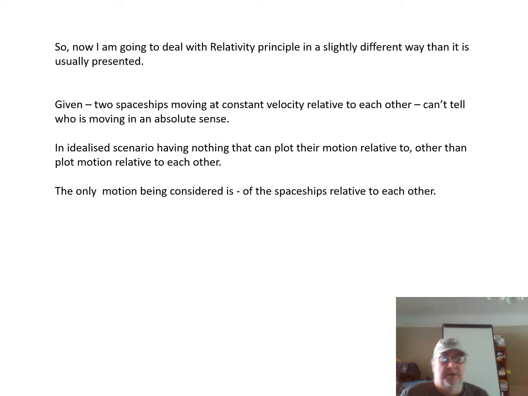So now I'm going to deal with the relativity principle in a slightly different way than it's usually presented. Given two spaceships moving at constant velocity relative to each other, you can't tell who is moving in an absolute sense. In this idealized situation, they have nothing to plot their motion relative to other than each other. The only motion being considered is of the spaceships relative to each other.